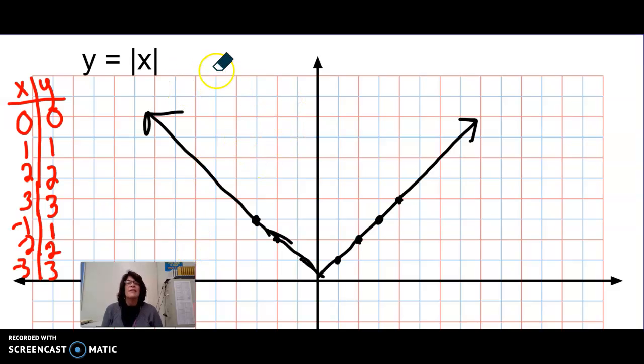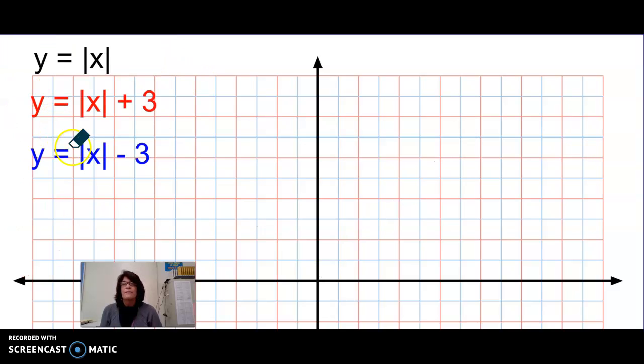We call that the parent graph, okay? And now what we're going to do is add and subtract numbers to the absolute value, add and subtract numbers inside the absolute value, and see how that moves the V around. But in general, just y equals absolute value of x. We'll refer to this as the parent function, okay, with nothing added or subtracted to it.